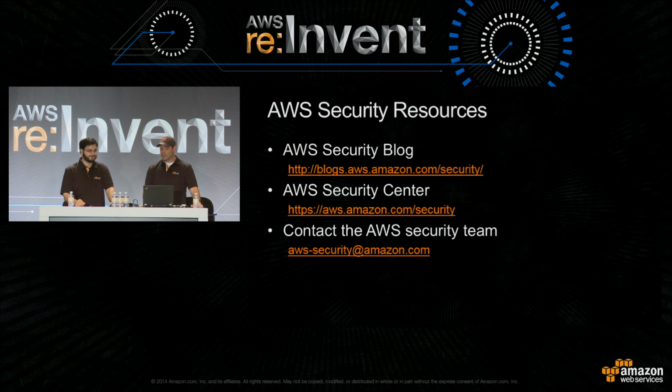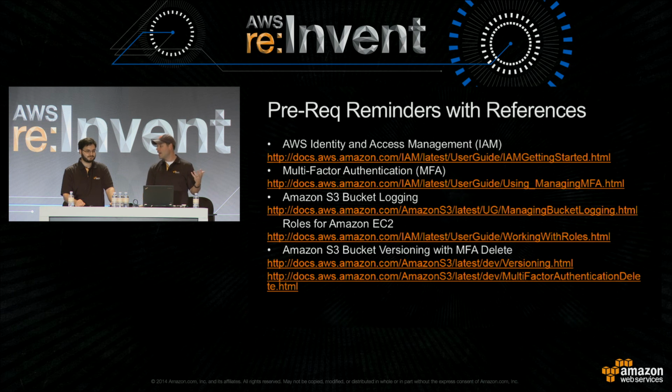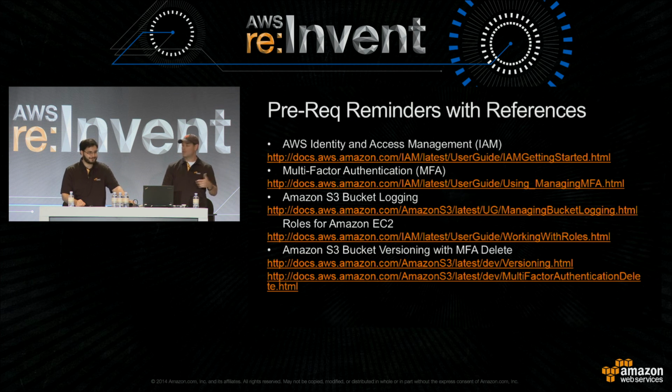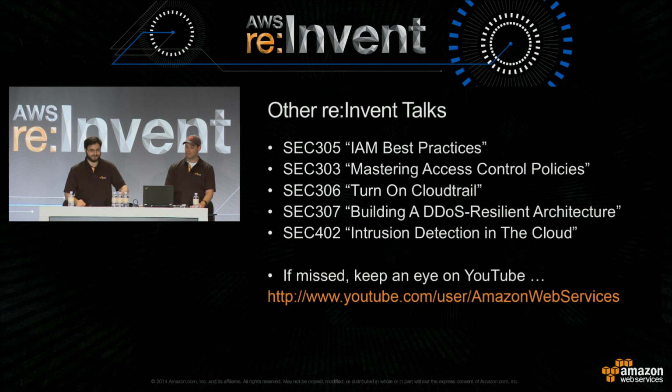AWS security-related resources, check out the blog. We post interesting things there, and in one case, we've actually posted an entire lengthy blog post about how to deal with an identity access management credential exposure and to actually recover from that. And if you have any questions, you can always reach out to the AWS security team at aws-security. Everyone got these URLs? Don't worry, the slides will be available later.